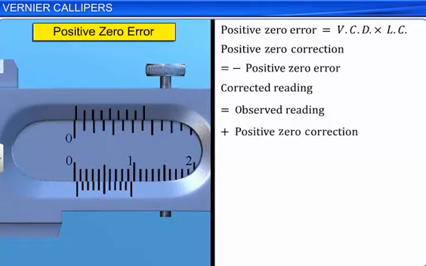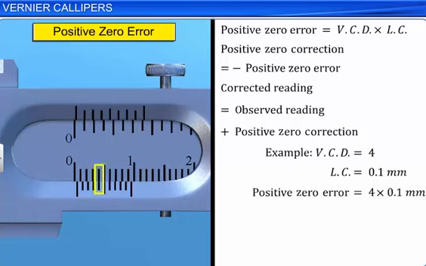For example, when the two external jaws are brought in contact, if zero of vernier scale is on the right side of the zero of the main scale and the fourth division on the vernier scale coincides with one of the main scale divisions, and the least count of the vernier calipers is 0.1 mm, then the positive zero error is equal to 4 into 0.1 mm, which is equal to 0.4 mm. Thus, the positive zero correction will be minus 0.4 mm.